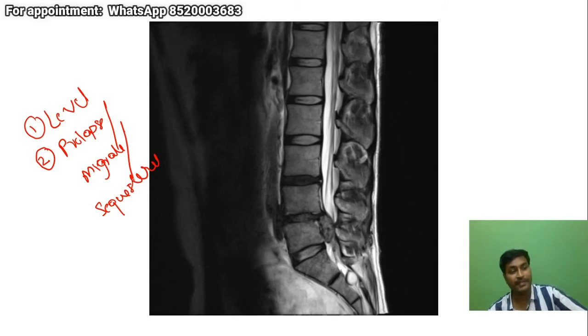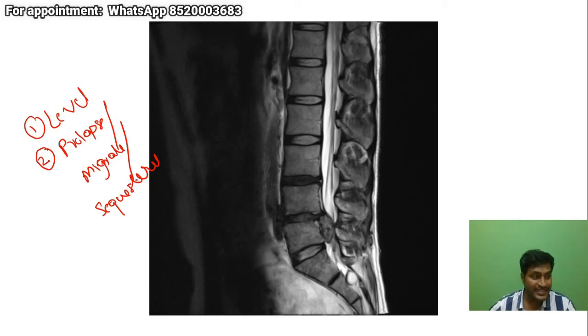Deep gluteal pain can be bilateral or unilateral, but usually unilateral on the side of the annular tear. But it doesn't always correlate. Sometimes the annular tear is on the right side, but the patient has pain on the left side. So the level is L4, L5, right? Second one is prolapse or migration or sequestration.